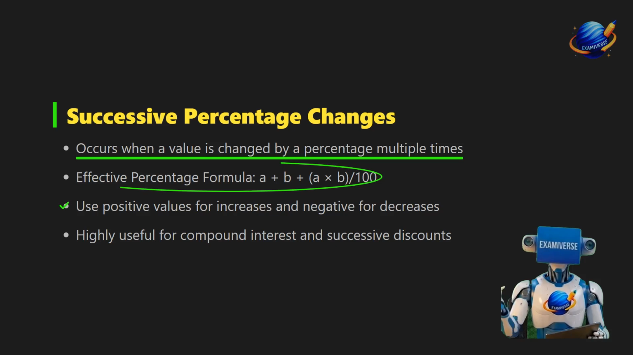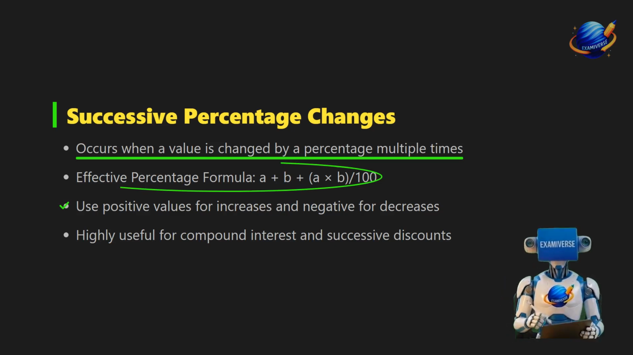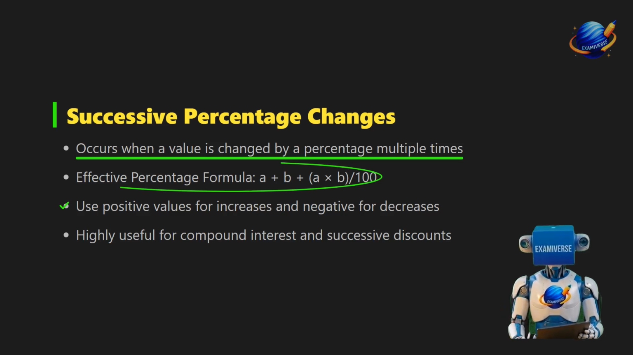So, for a 10% increase and a 10% decrease, it would be plus 10 minus 10 plus 10 times minus 10 over 100. The result is minus 1%, meaning an overall 1% decrease. This single formula is a massive time saver.